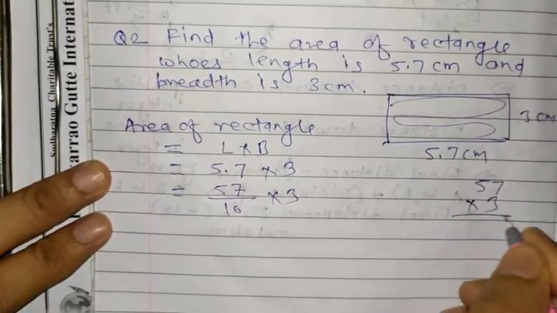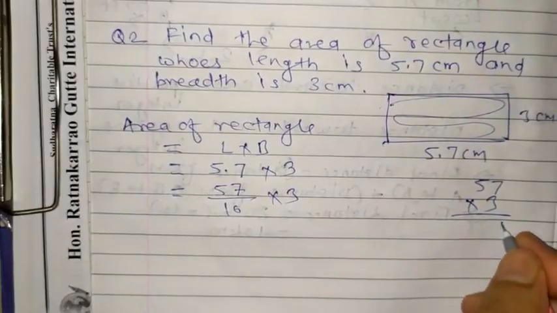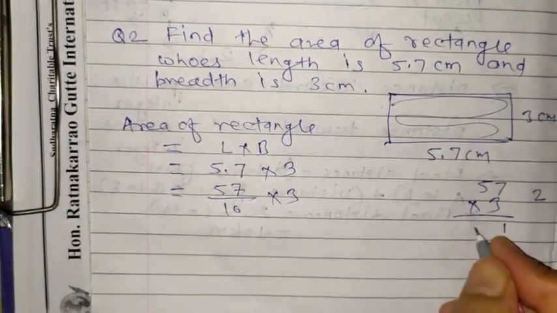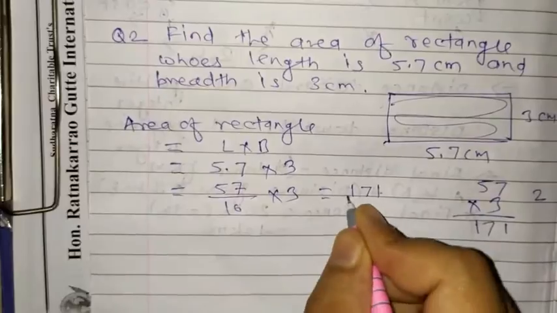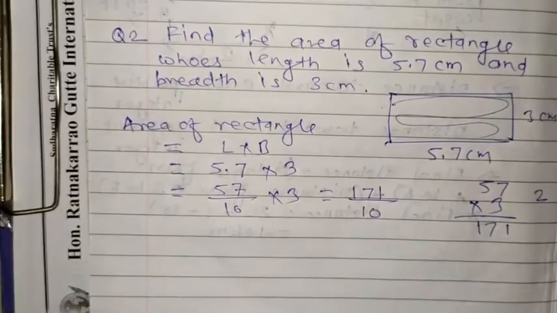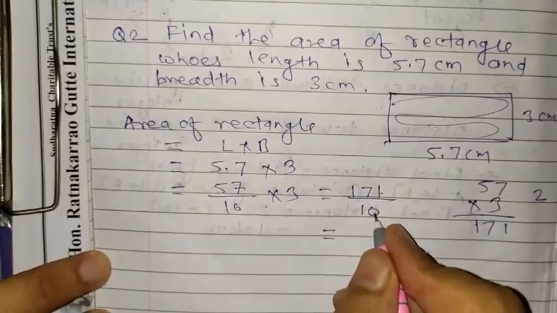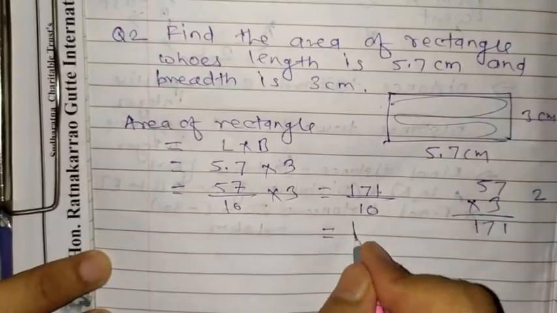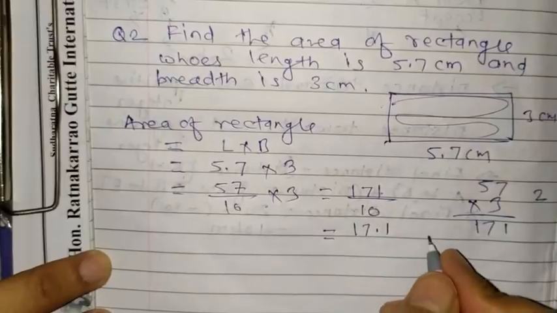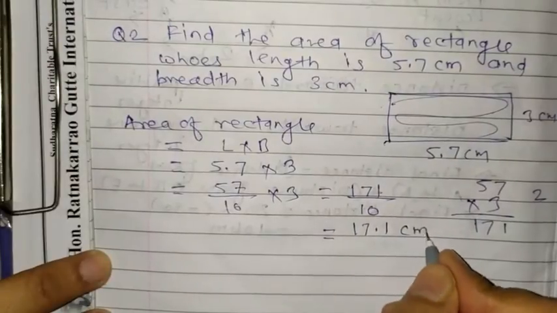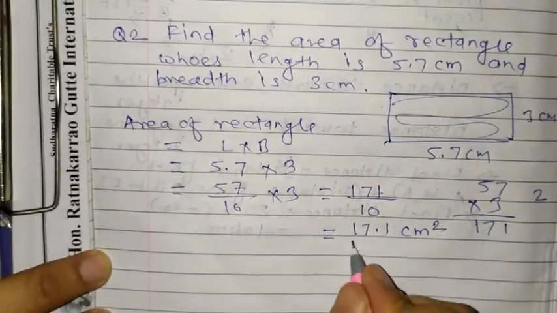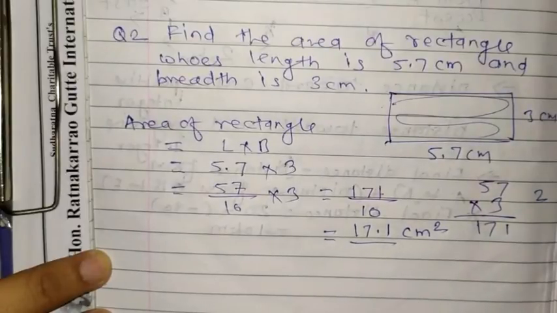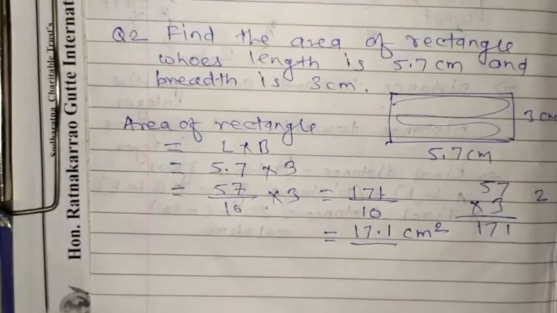57 into 3. 3 into 7 is 21. 3 into 5 is 15, 15 plus 2 is 17. So it is 171 upon 10. After the point, how many numbers? Only 1. So it is 17.1. Which unit is there? Centimeter. Since we are finding area, area means centimeter square. So our answer is 17.1 centimeter square. I hope friends you understood this. After this, in the next video we will see the next question.